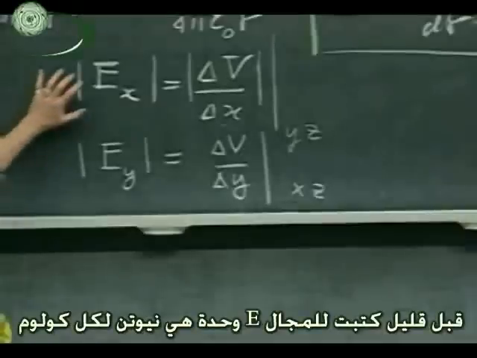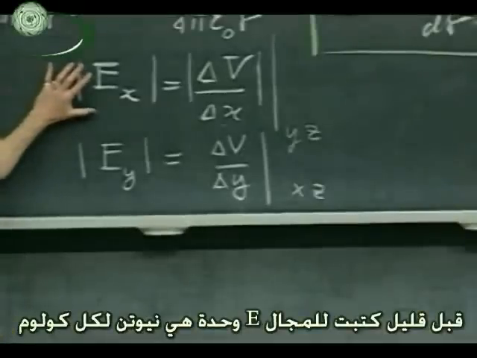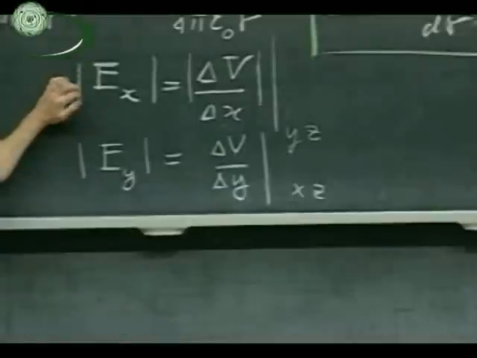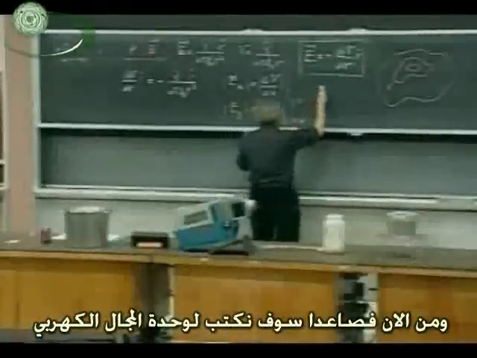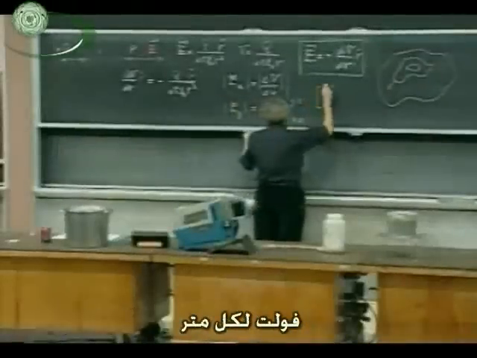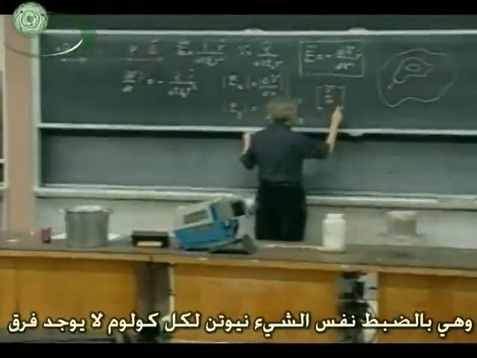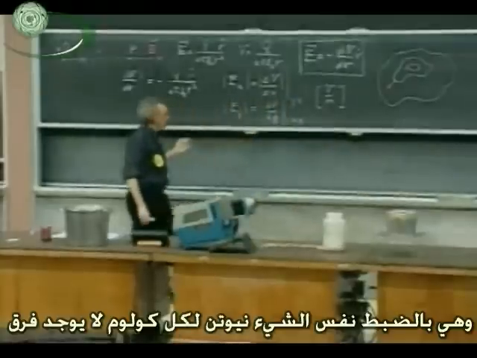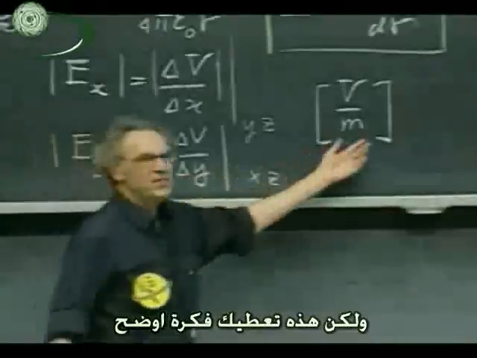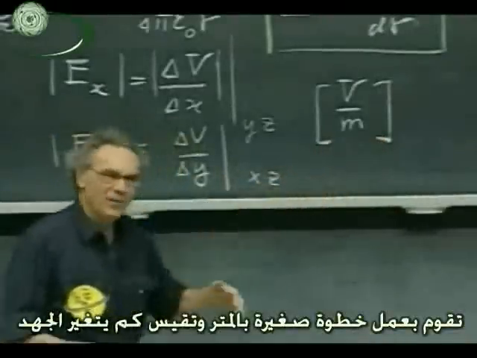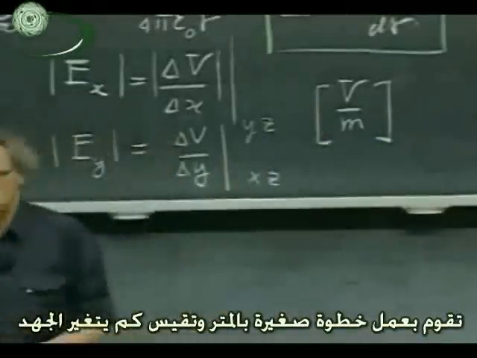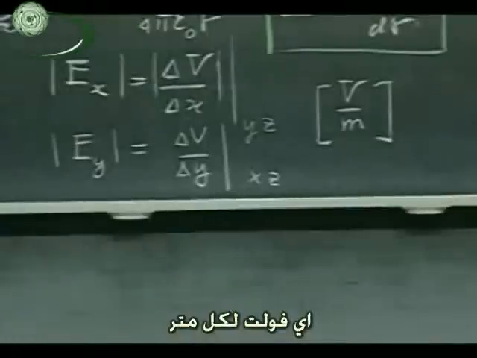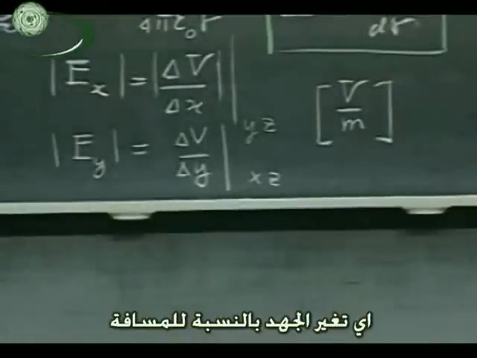Earlier, we wrote down for E a unit of newtons per coulomb. From now on, we almost always will write down for the unit of electric field volts per meter. It is exactly the same thing as newtons per coulomb. There is no difference. But this gives you a little bit more insight. You make a little side step in meters, and you measure how much the potential changes. It's volts per meter. It is a potential change over a distance.